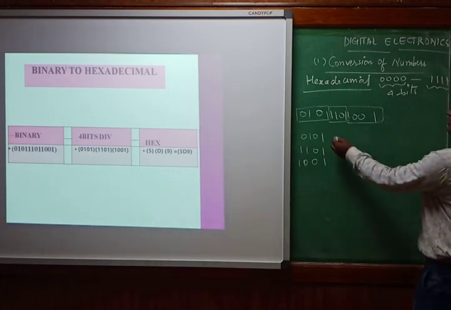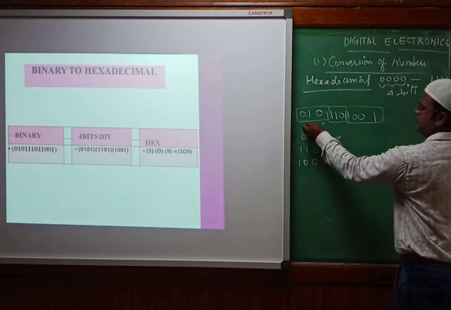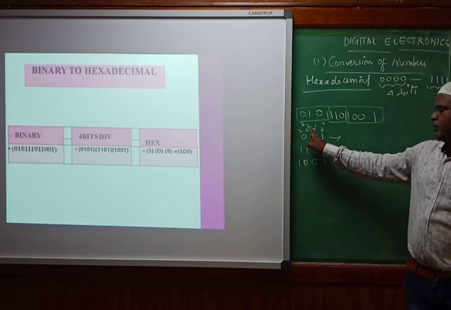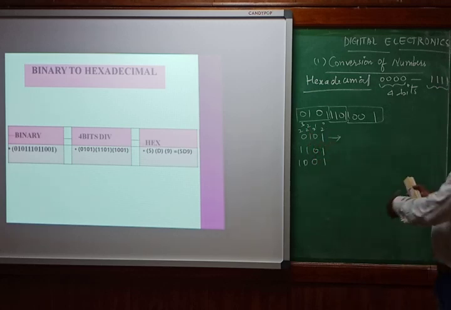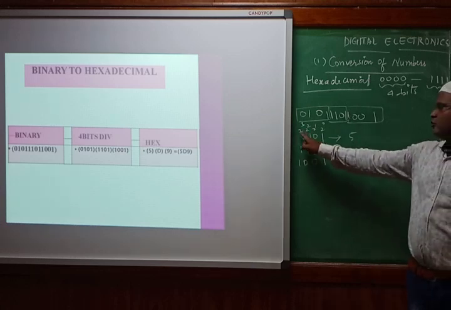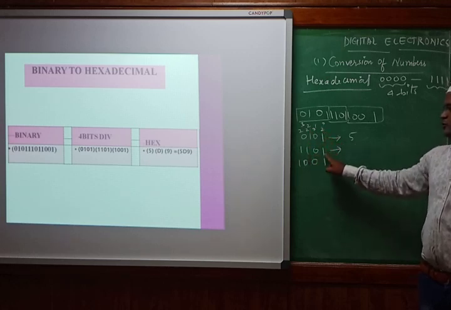So how do I mention the place value? It's 2 power 0, 2 power 1, 2 power 2 and 2 power 3. So in this, 2 power 2 means 4 and 2 power 0 means 1. So 4 plus 1 makes 5. Similarly, here we have 2 power 3, which is 8. 8 plus 4 is 12. 12 plus 1 is 13.